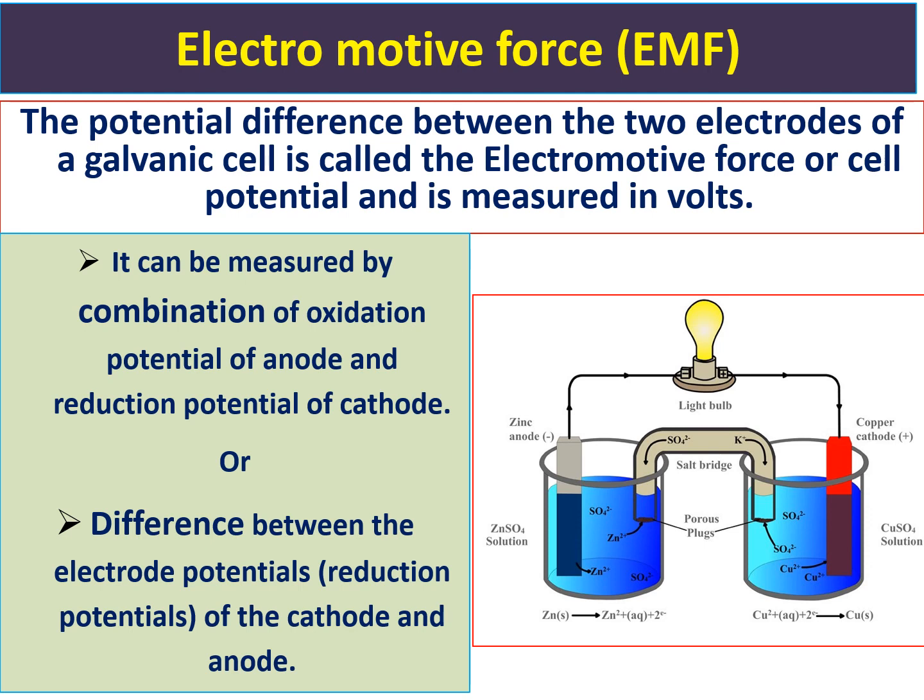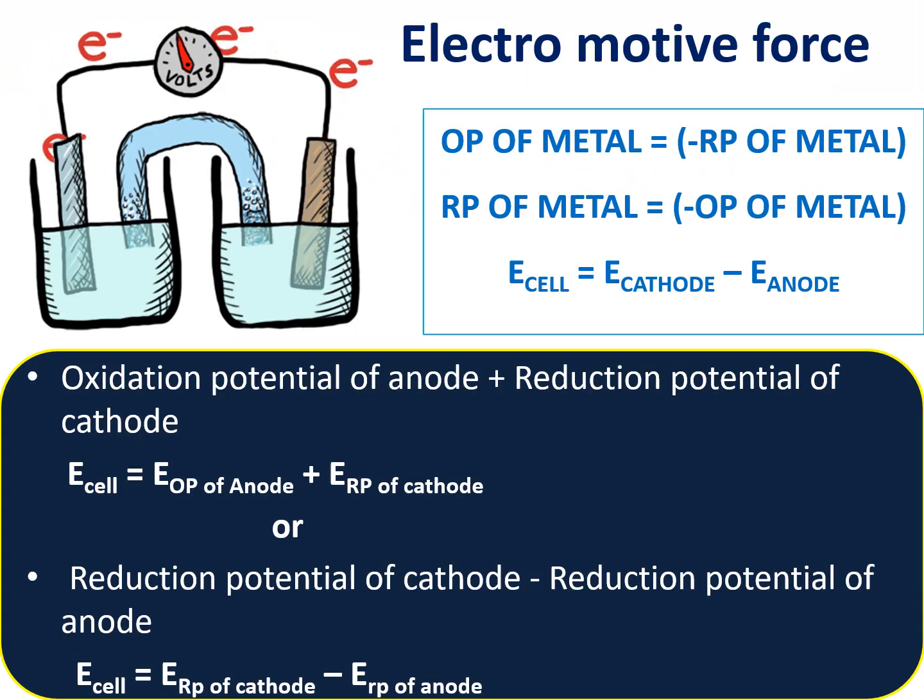That means electrode potential is taken as the same term, that means either a reduction potential or an oxidation potential. Don't worry, I will explain this, it is somewhat confusing here. For example, if a metal has oxidation potential X, the same metal has reduction potential equal to minus X. So it is a formula: oxidation potential of metal equals minus reduction potential of metal. In the same way, reduction potential of metal equals minus oxidation potential of metal.